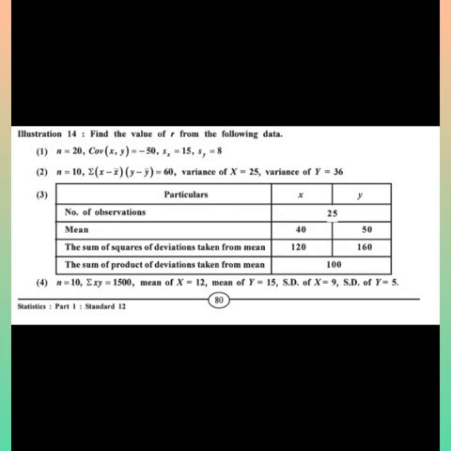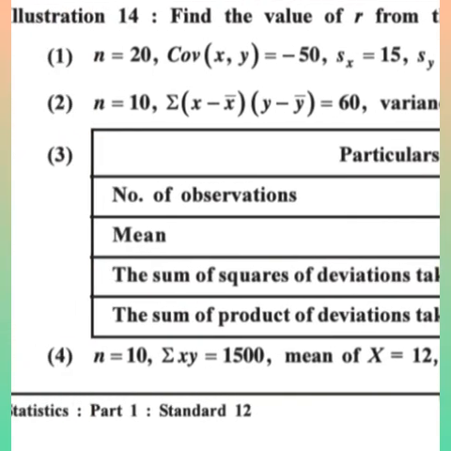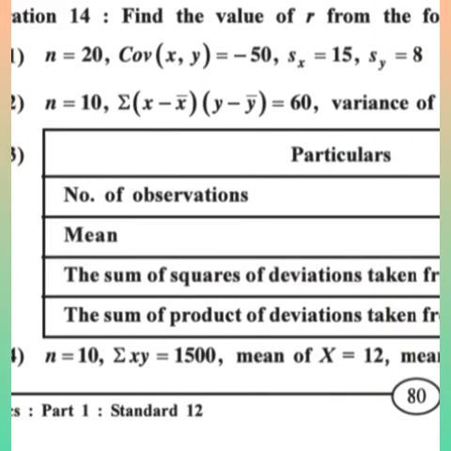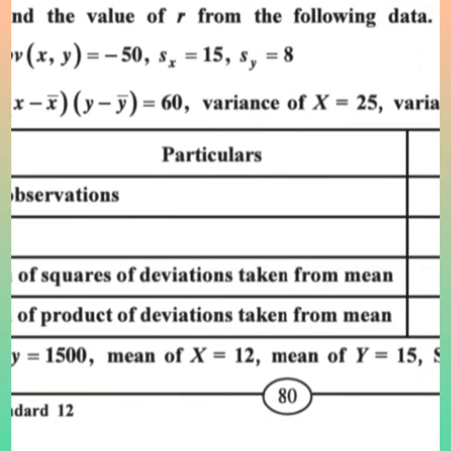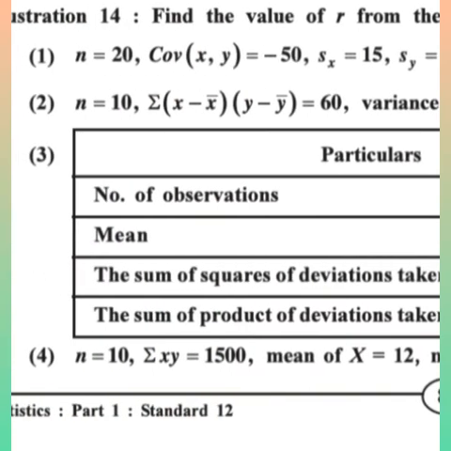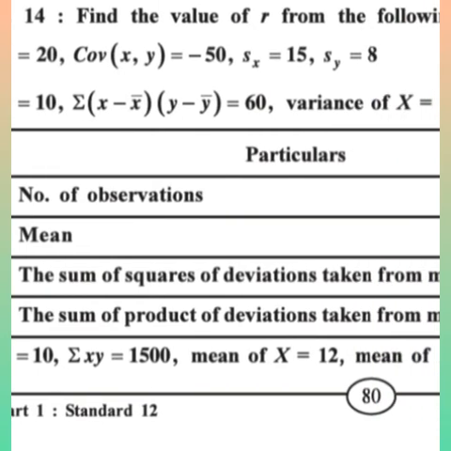Now here, these are the small sums in question number 14. There are 4 different sums being given in question number 14. Find the value of r from the following data. In the first sum, we'll first of all see the question and then its solution. N is given, covariance xy is given, right? And standard deviation of x and standard deviation of y have been given, right?